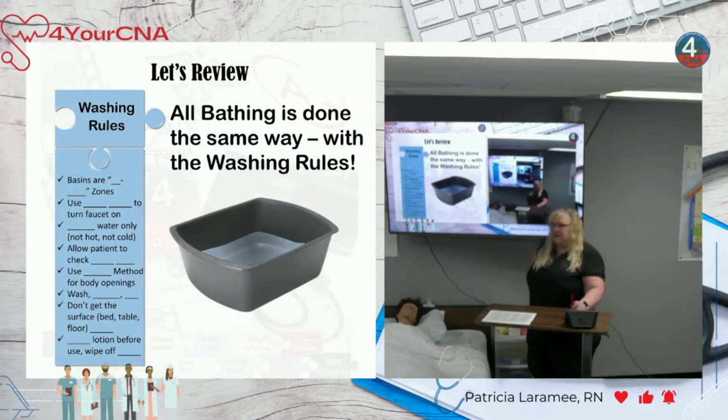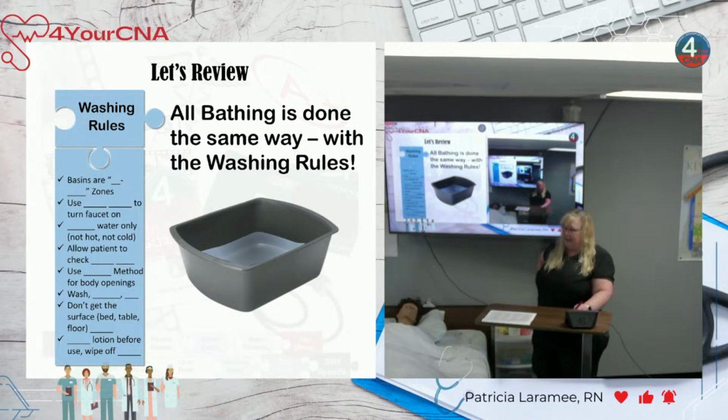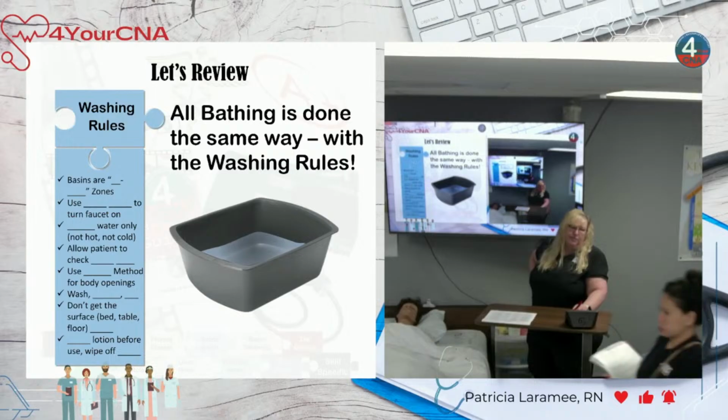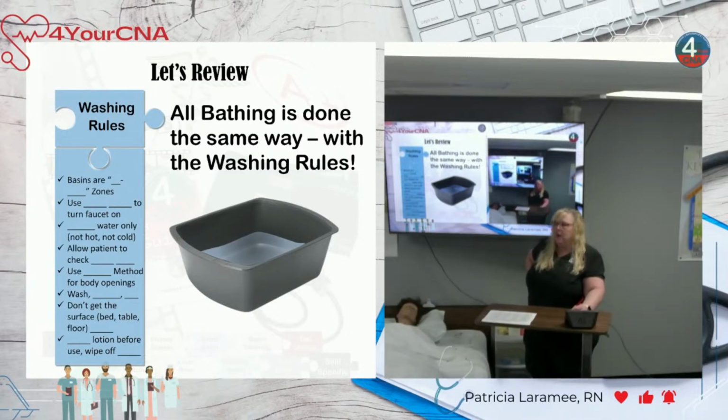We have lots of washing skills. We've learned several already, and we're going to learn another one today. Washing skills require us to wash a certain body part. How do we know which body part we're supposed to wash? The care plan. So if the care plan tells you to wash one leg, what are you going to wash? One leg. That's it. You follow that care plan religiously.